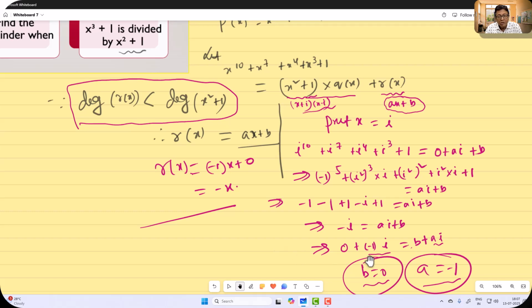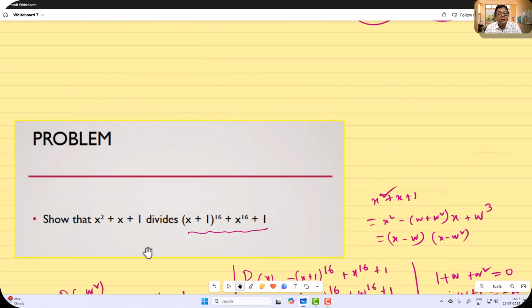So a is minus 1 and b is 0, which means the remainder R(x) equal to ax plus b is going to be minus x plus 0, that is minus x. So the remainder is minus x. Let us go for this one.